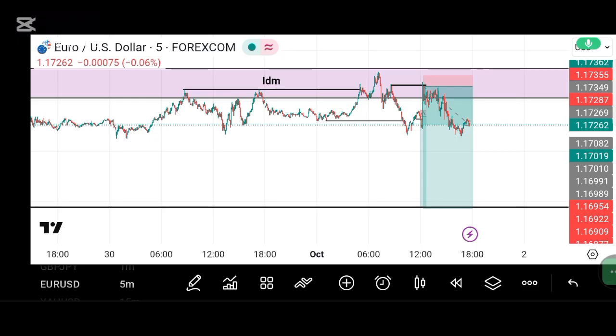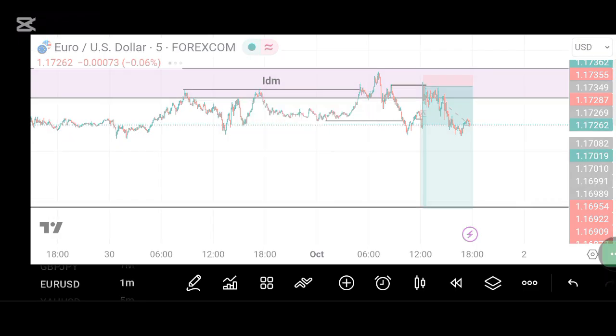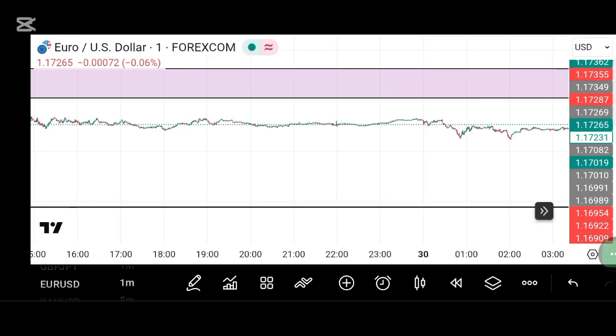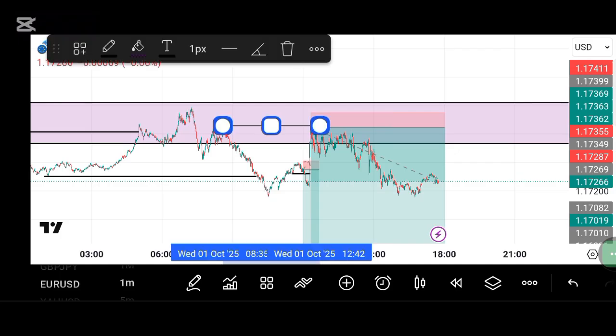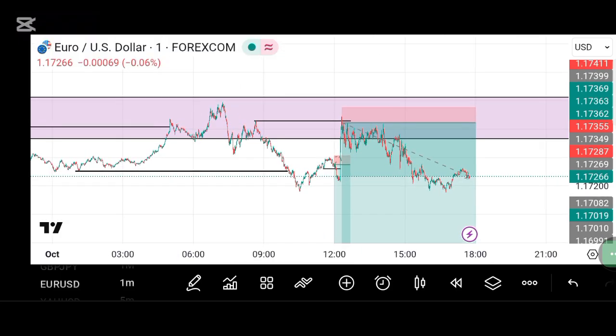So right after the first loss I took, I was able to find another entry right inside the point of interest, which is the fair value gap here from the 1 minute time frame. Let me show you. So I saw this as a potential inducement level, after which price did not really hold here. Let me zoom in now.